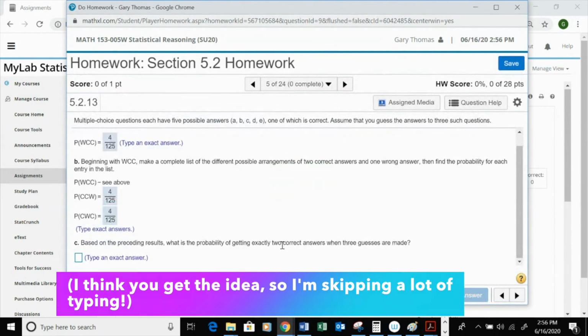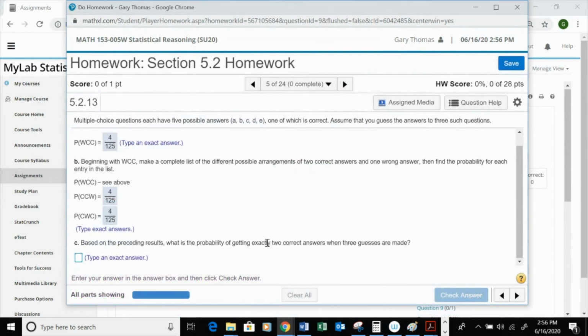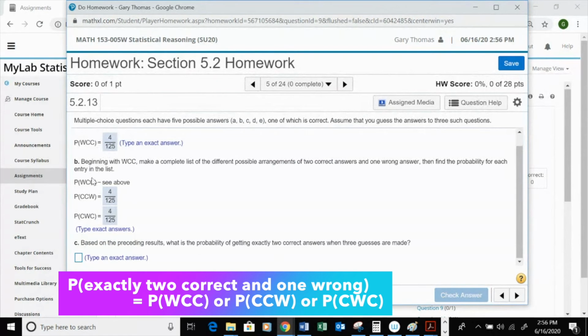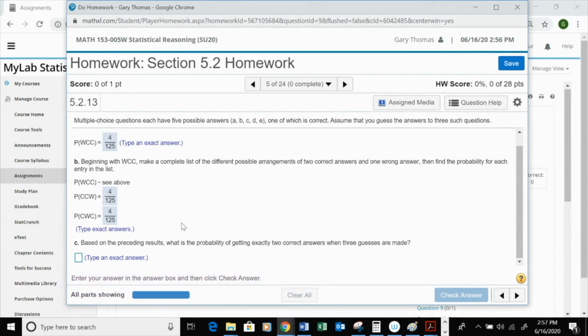So what is the probability that I get exactly 2 answers correct? So I'm guessing 3 questions. What's the probability that I get exactly 2 correct? Not 1 correct, not 3 correct, not none correct, but exactly 2. And you think, well, it could be the second and third are correct, or it could be the first and second are correct, or it could be the first and the third are correct. So there are 3 different ways that I could get exactly 2 right. So it could be this, or this, or this.